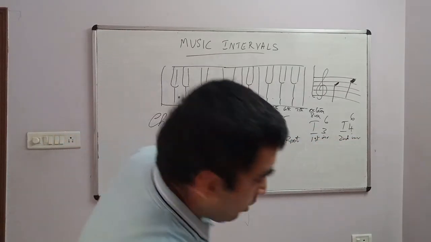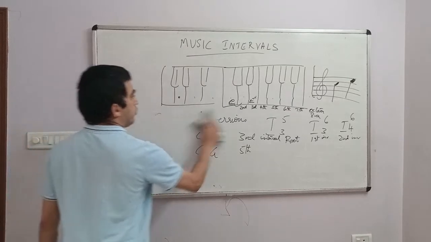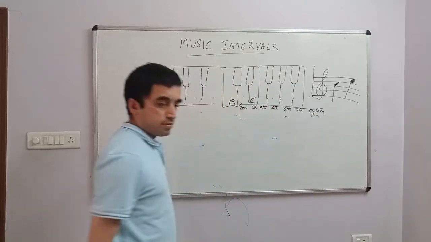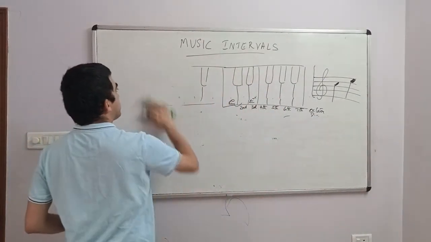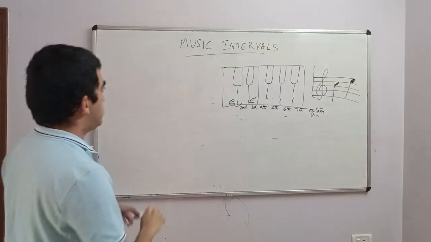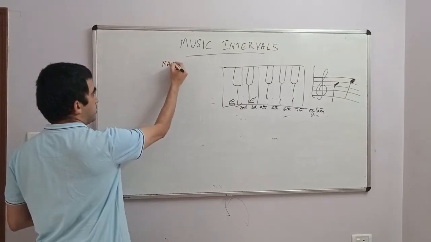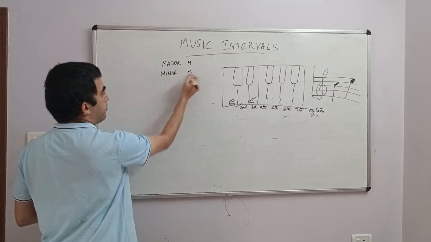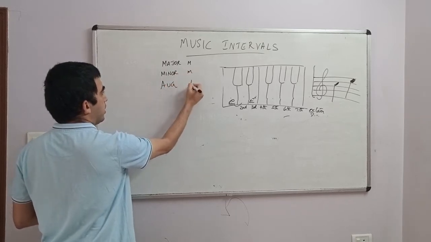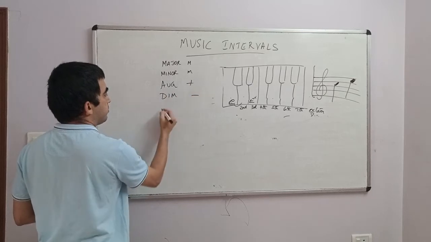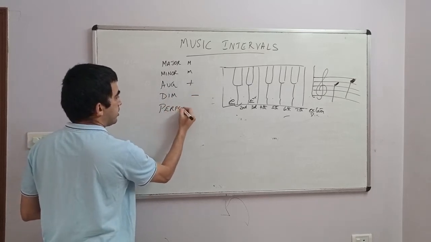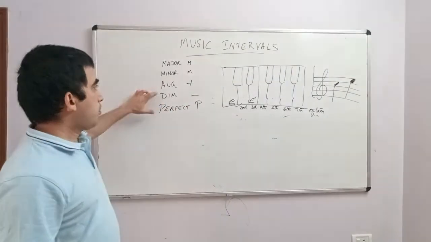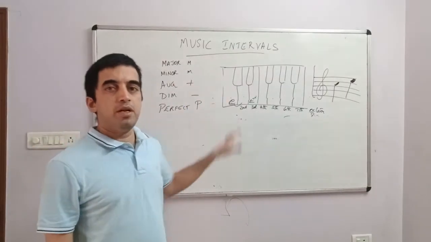All right. Next, we need to know what the different types of intervals are. Just like chords, intervals can be major, capital M, minor, small m, augmented, plus, diminished, minus, and something called a perfect interval, capital P. We know major, minor, augmented, diminished. We are familiar with these words.